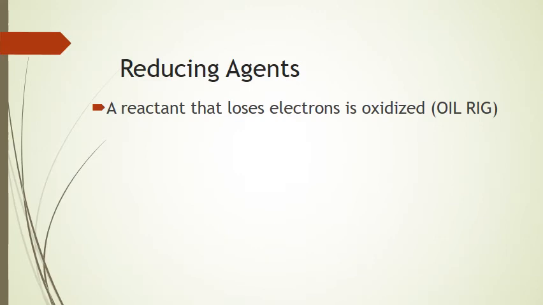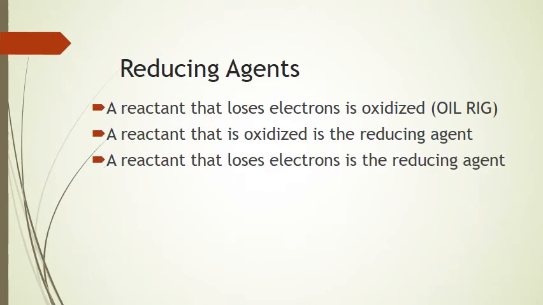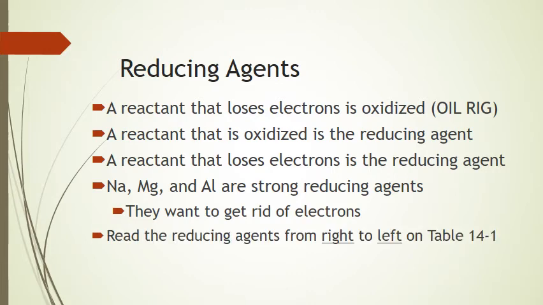Let's look at reducing agents. Reducing agents come from a reactant that loses electrons. A reactant that loses electrons is oxidized. Remember OIL RIG. A reactant that is oxidized is the reducing agent. A reactant that loses electrons is the reducing agent. Sodium, magnesium, aluminum, we saw they're all located on the left of the periodic table. They want to get rid of electrons.